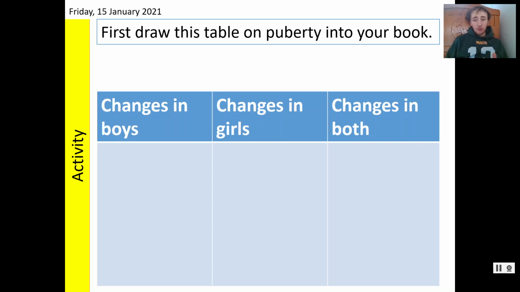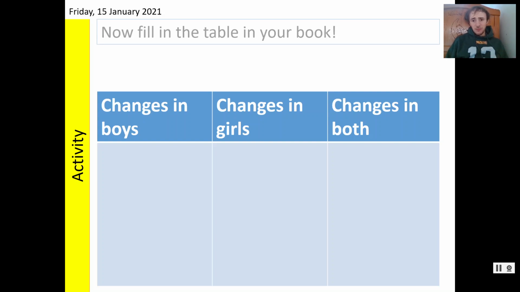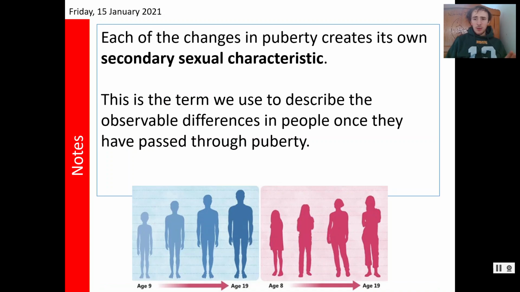But technically, we have to go through it, so we just have. Fine. Now, the one thing we might not know, the one term you might not know, is this term secondary sexual characteristic. So each of those changes there causes a secondary sexual characteristic.